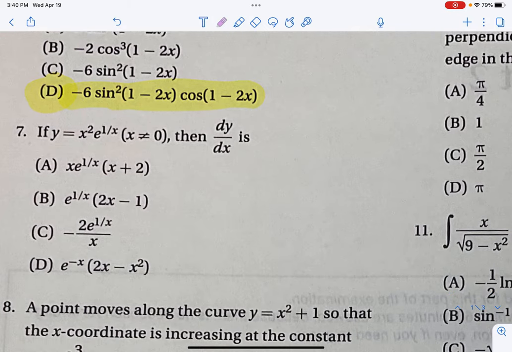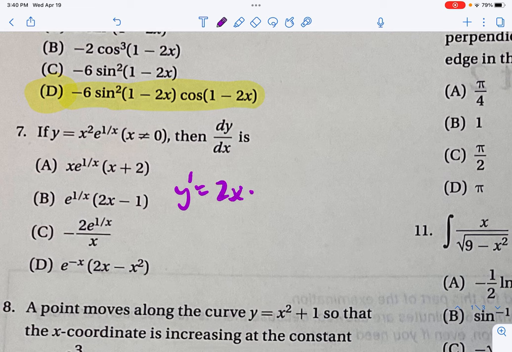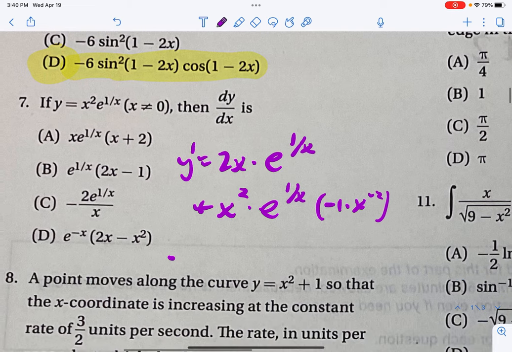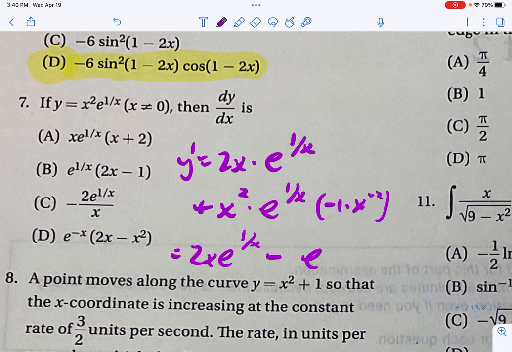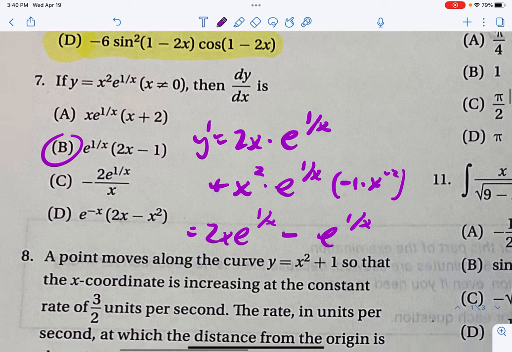Okay, 7 is just product rule with a chain rule step. Derivative of the first times the second plus the first times the derivative of the second. Derivative of 1 over x is negative 1 times x to the negative 2. Let's actually simplify the second term, because we'll notice the x squared and the x to the negative 2 cancel. We actually have this. So that looks like it is b after we factor it.